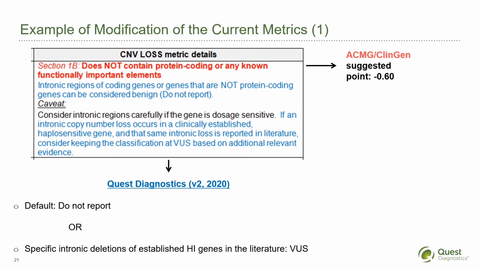We modified section 1b for both deletion and gain metrics as follows. If a CNV does not contain protein coding genes or any functionally important elements, we do not report it, although ACMG ClinGen gives a score of minus 0.6. However, specific intronic deletions of established haploinsufficient genes in the literature would be reported as uncertain.